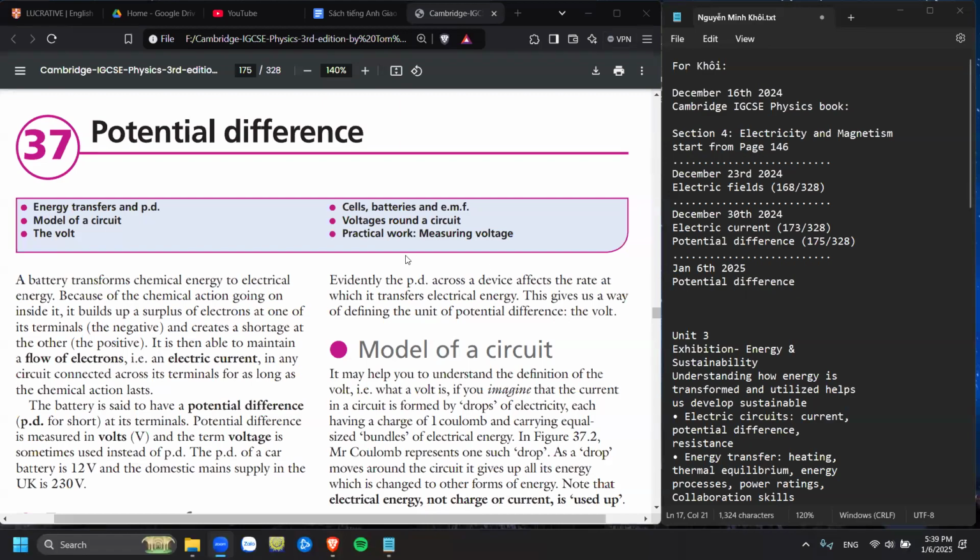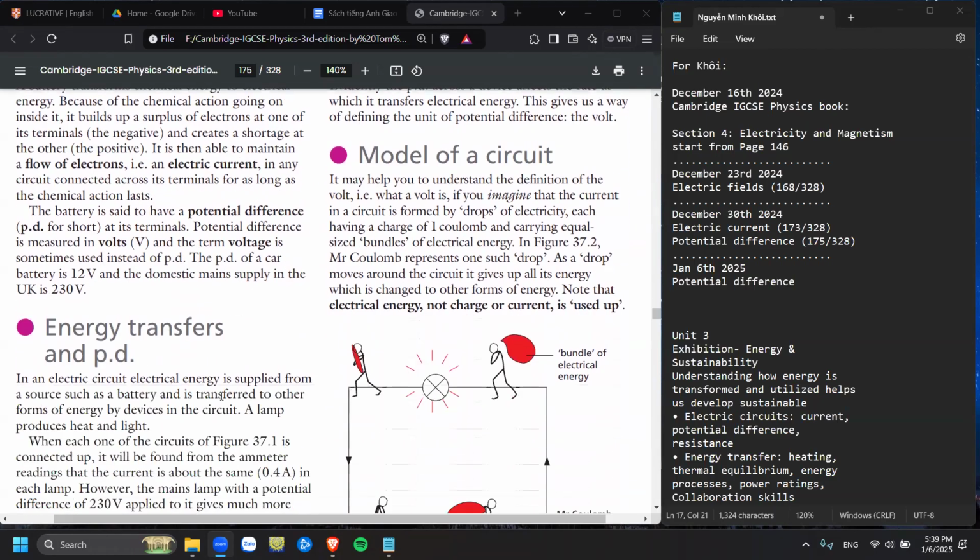All right, let's do electric potential difference today. So we learned before about the current, electric current. You still remember what it is? Yeah. So potential difference. We'll just review the thing that we did before.